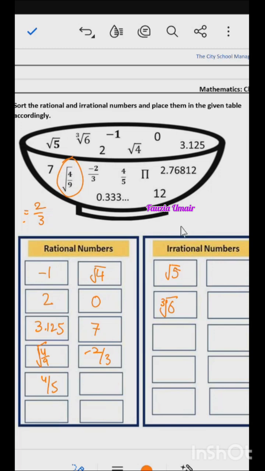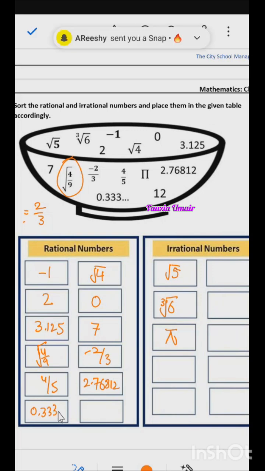So then comes pi. Pi is irrational. Then 2.76812. Rational number because it is a terminating decimal. Then 0.333, where the division goes on, is a recurring decimal. There is a repetition. So 12 is also a rational number.